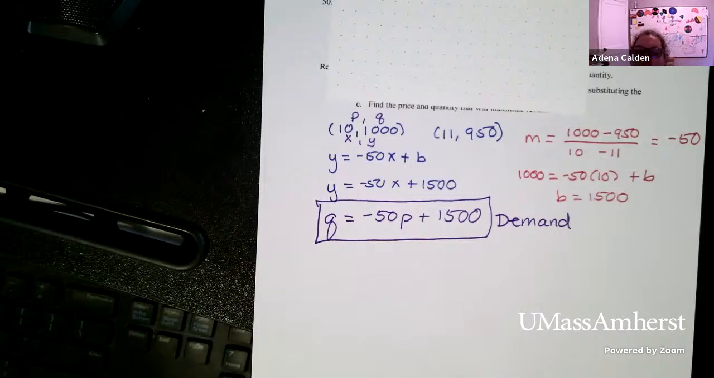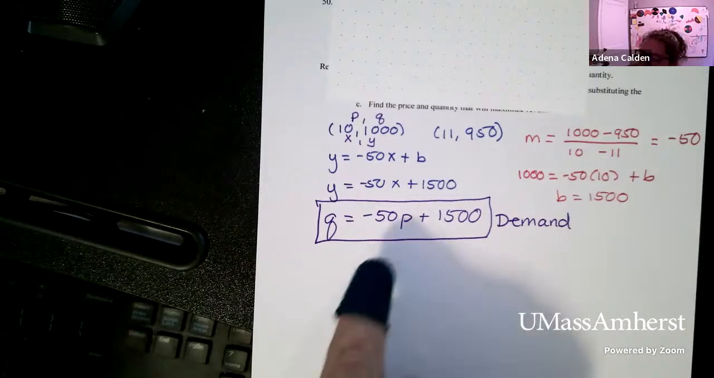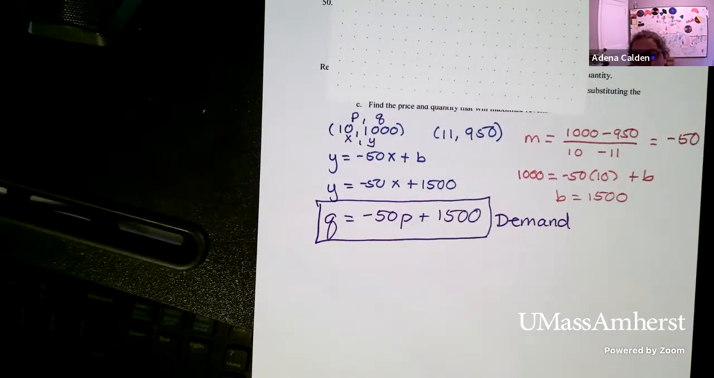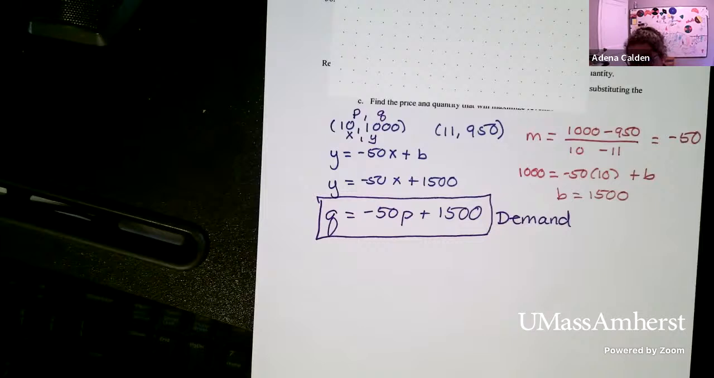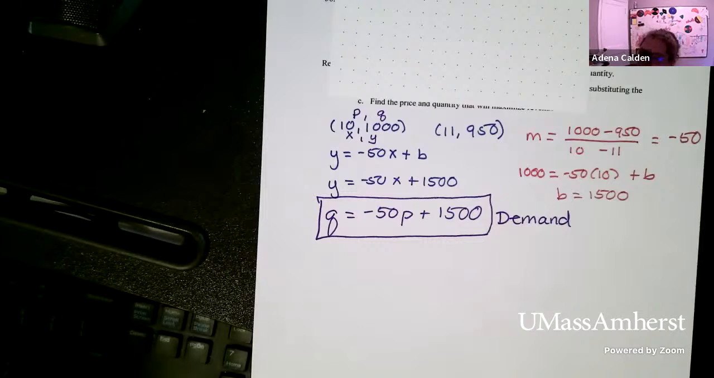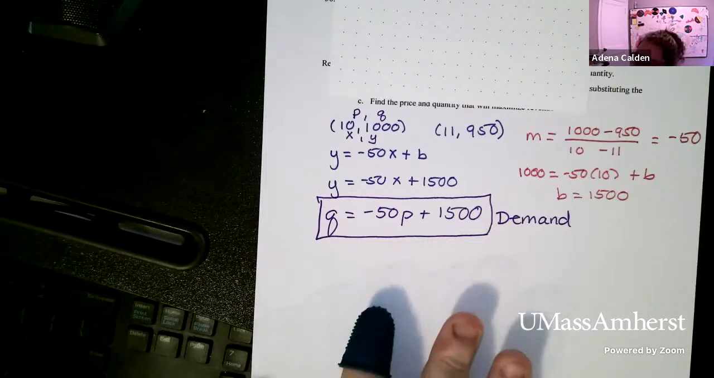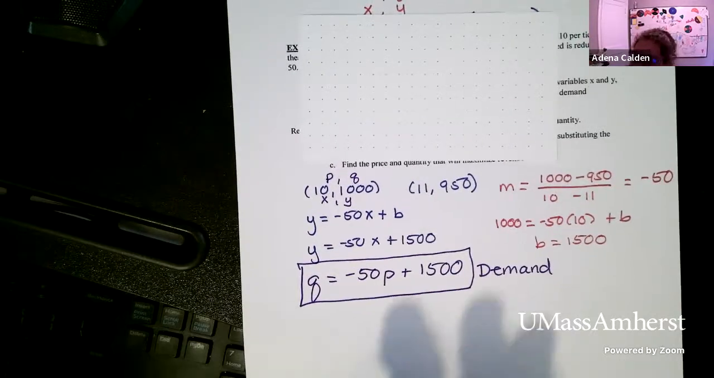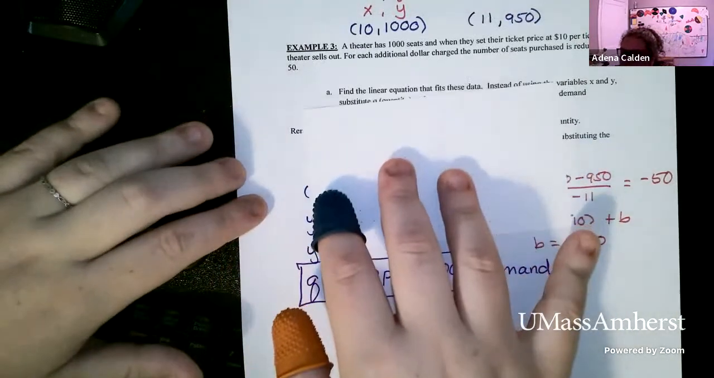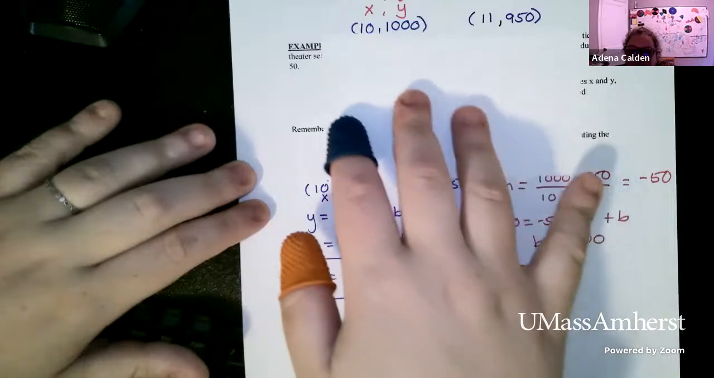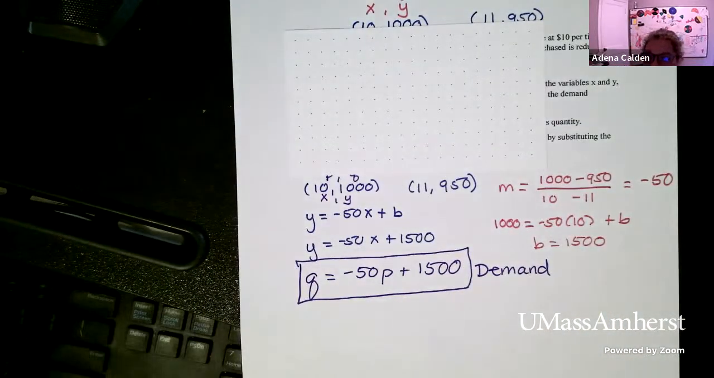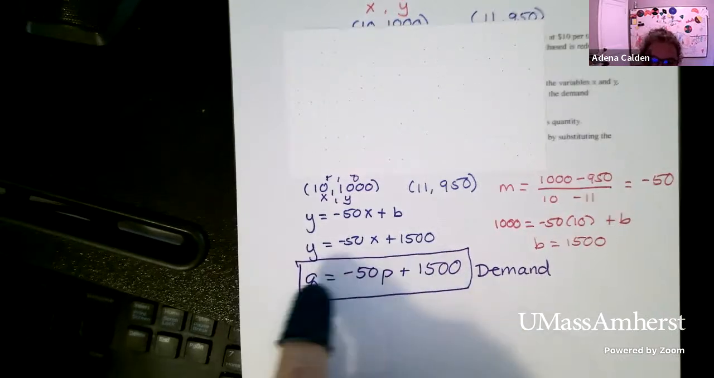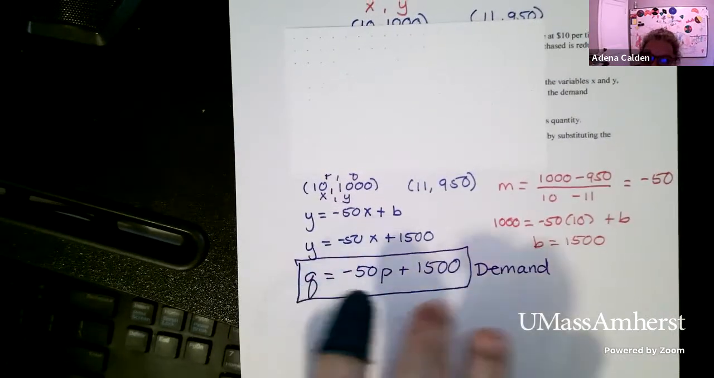And why this is important is because now we can plug in different prices and find out how many of the tickets we can sell at that price, right? Because they are related. And so the reason we want to do this is because we are going to want to maximize our revenue, right? That's going to be our next step. And if we want to maximize revenue, we need to know the relationship between the price and the quantity.